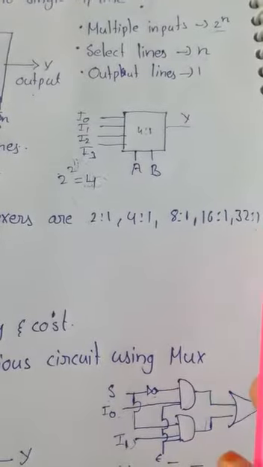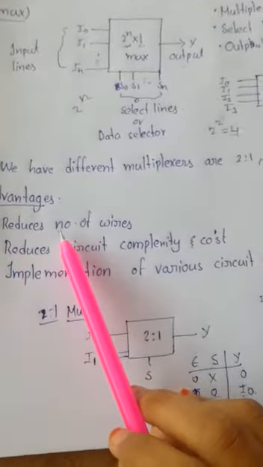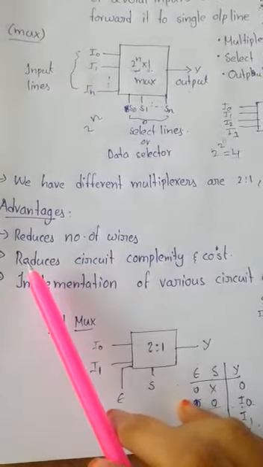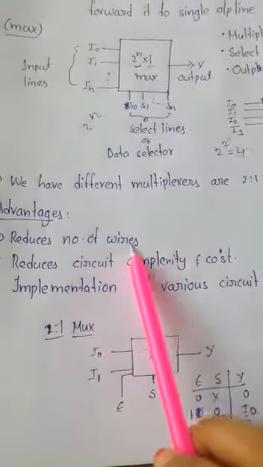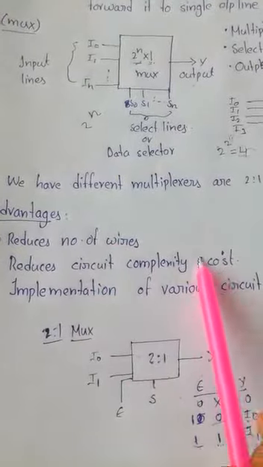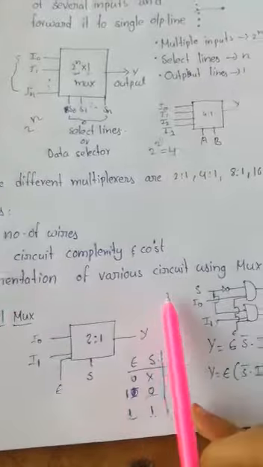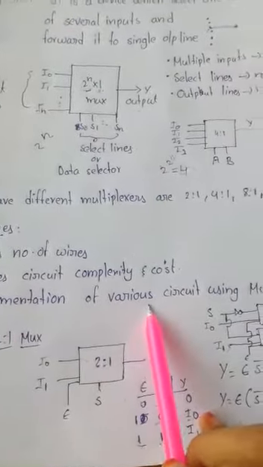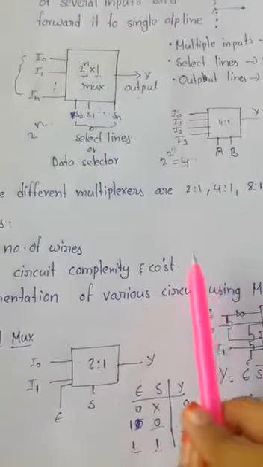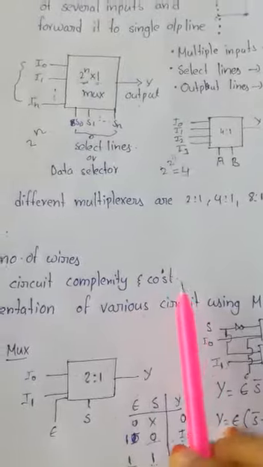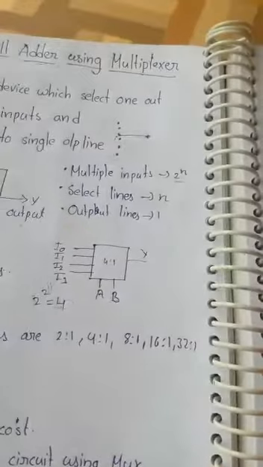The advantages of multiplexers are that they reduce the number of lines and wires, and reduce circuit complexity and cost. When the wires are reduced, automatically the cost and complexity are also reduced. Implementation of various circuits using mux: this means that we can implement a full adder and half adder using multiplexers. And now we are going to do the 1-bit full adder using the multiplexer.